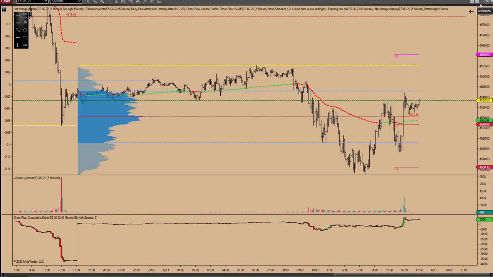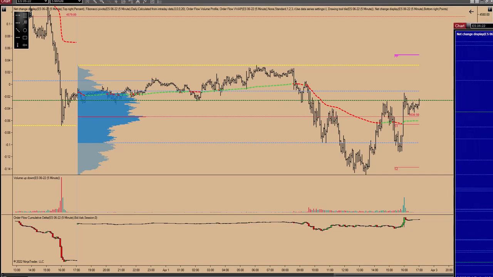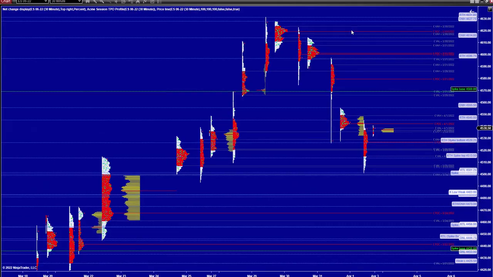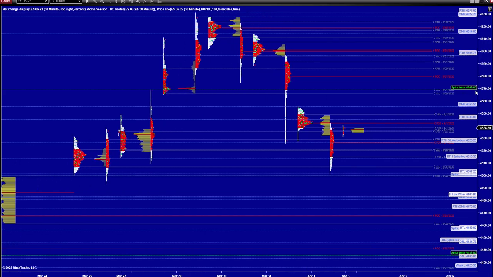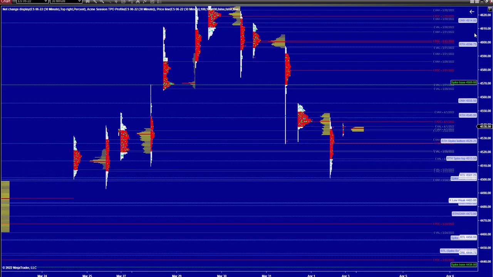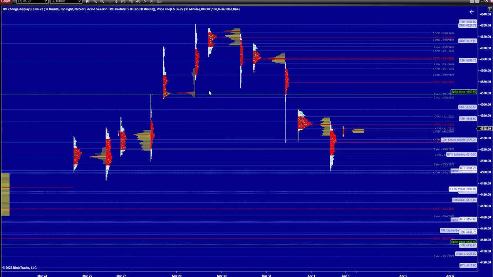Now let me walk you through the market profile. Last week, what we saw basically was the market forming a 2 days balance, and we were expecting a move to the downside on Thursday. I was quite sure that the market was going to make an impulsive move to the downside.